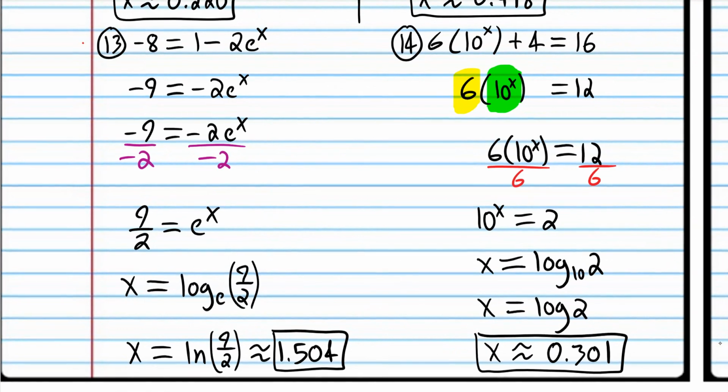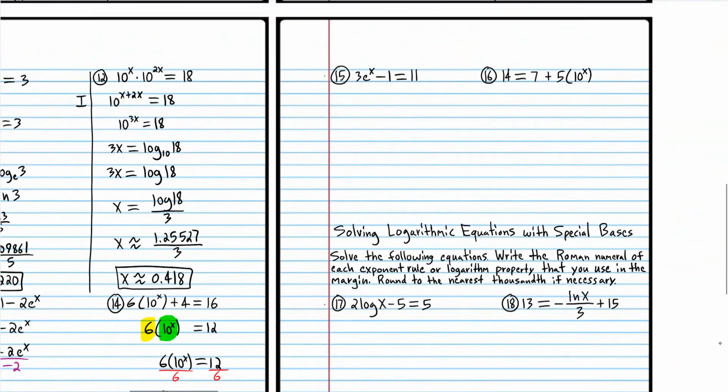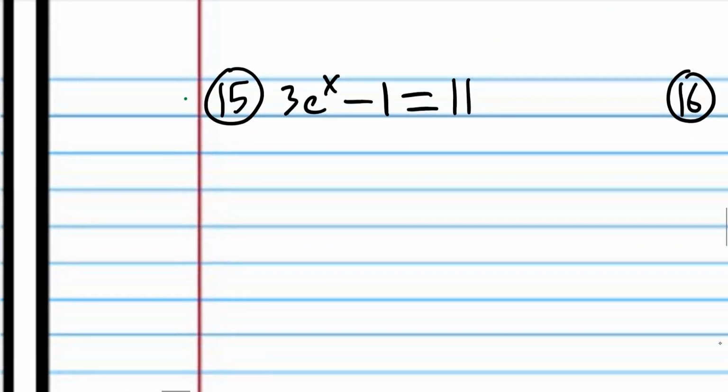So go ahead and take pictures of these two problems. They're going to help you with numbers 15 and 16. So go ahead and try number 15. Remember, you want to isolate the exponential expression, which means you want to get rid of the 3 and the -1. When I say get rid of, I mean put it on the other side of the equation. Try number 15. When you come back, we'll do it together.